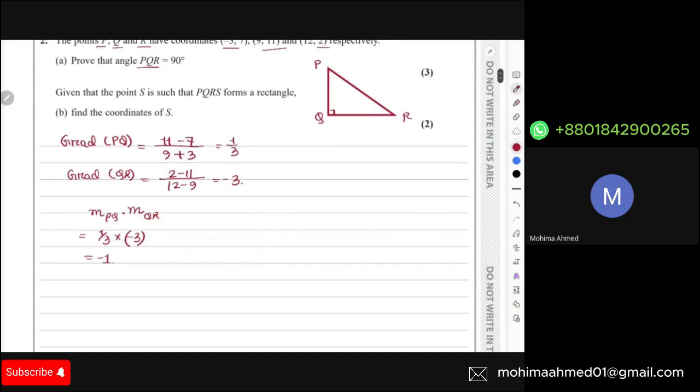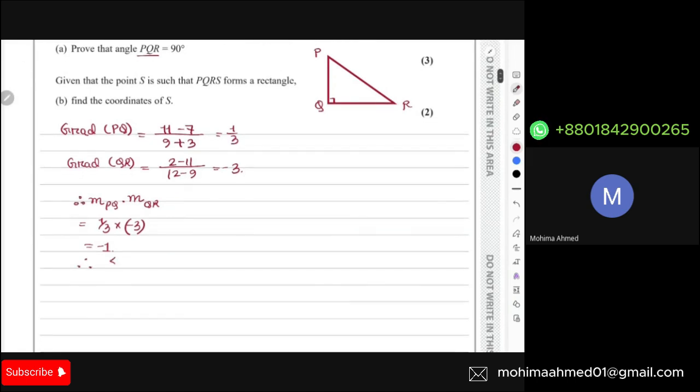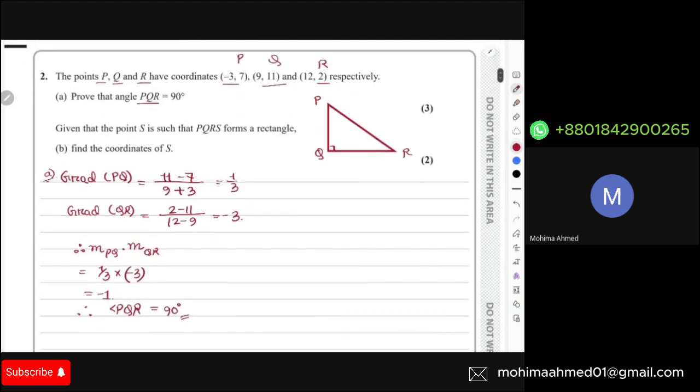So this is your part, right? Over here, you can also say that this is enough. The product of the gradients of the lines PQ and RQ ends up getting -1. That is your final answer. Therefore, angle PQR is equal to 90 degrees, right? So this is your final answer for part A. This is how you prove it.